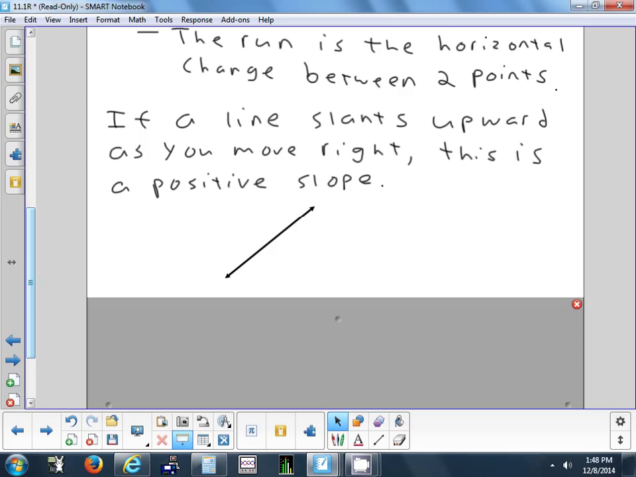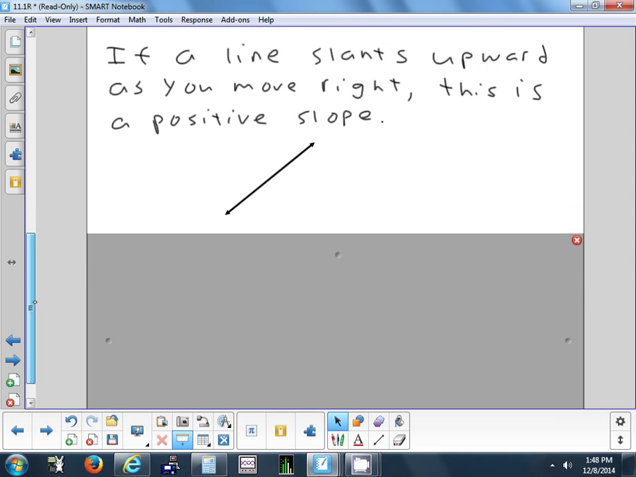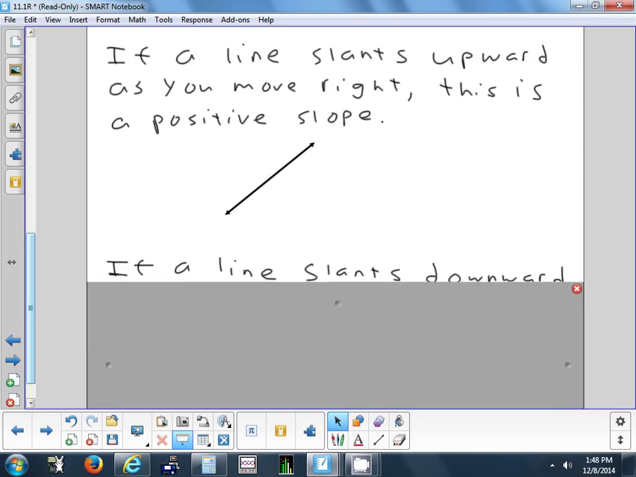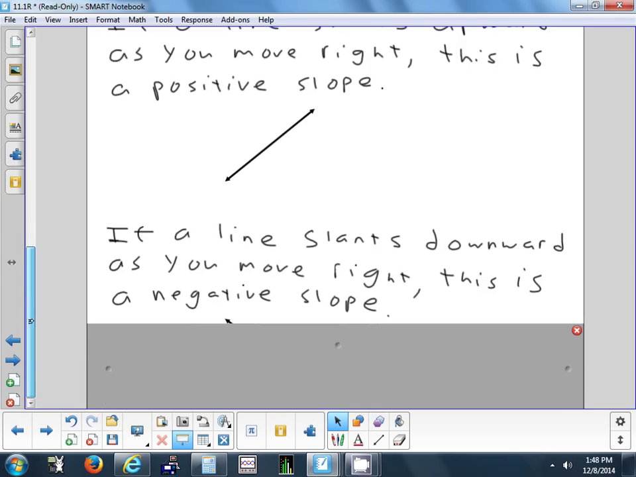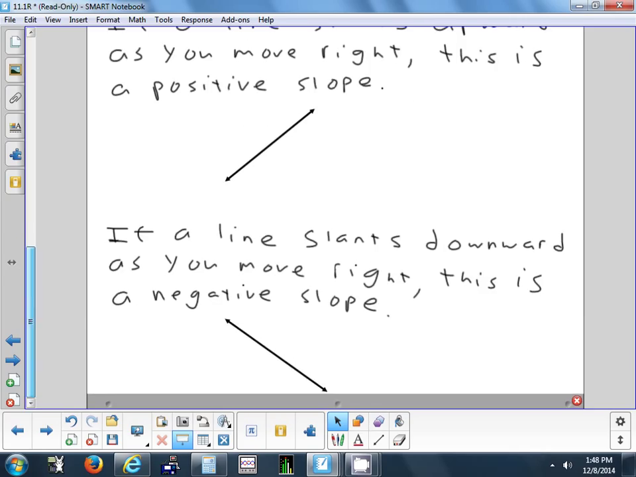Everybody get that? So if it slants up as you go to the right, that's a positive slope. What other kind of slope do you think we have? Negative. Yep, you get a negative. So if a line slants downward as you go to the right, fill that in your box as well.